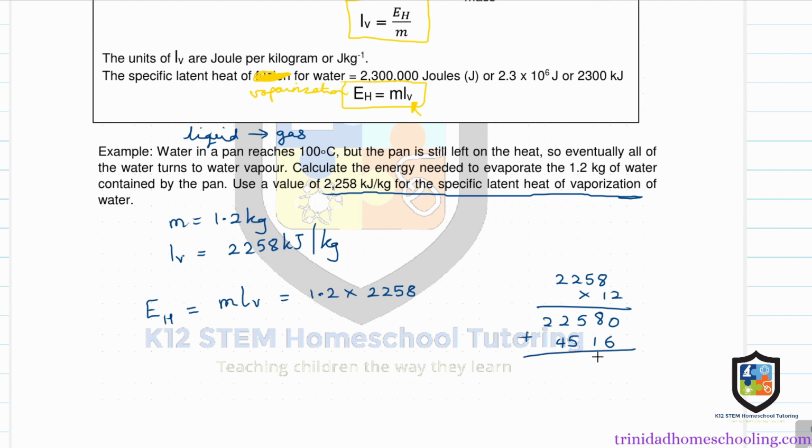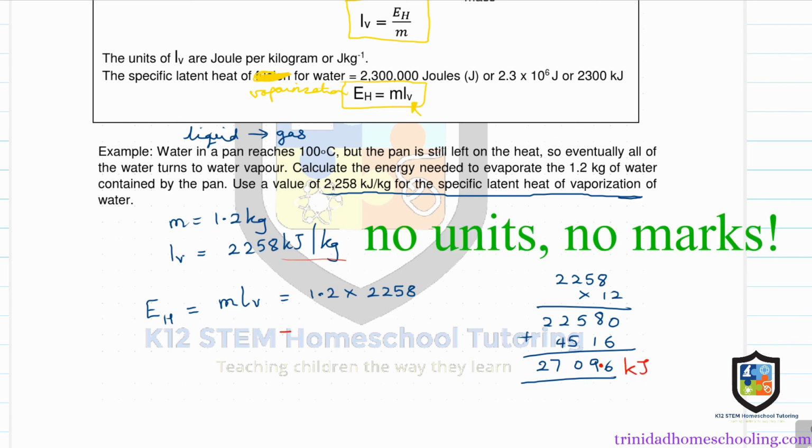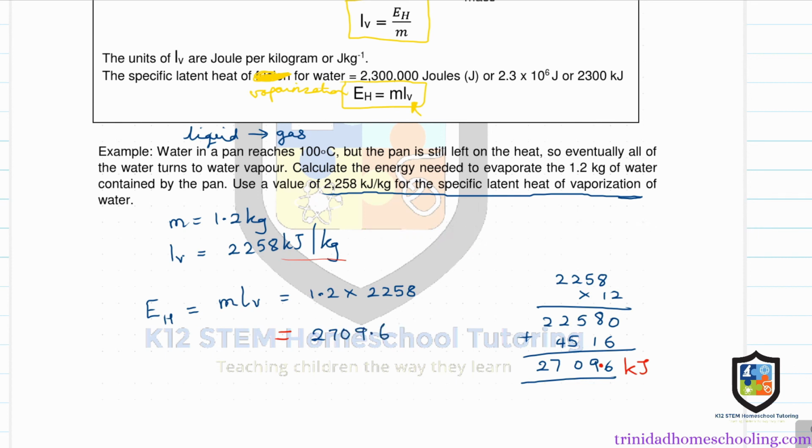okay, and the answer that we get, we put back one decimal place here because of that there, right? So our answer is 2709.6 kilojoules, okay, and that's our answer here. And it's the same calculations as we would do on page 8. The only difference is we are using the specific latent heat of vaporization, and you would need to know when to use the fusion and when to use latent heat of vaporization.